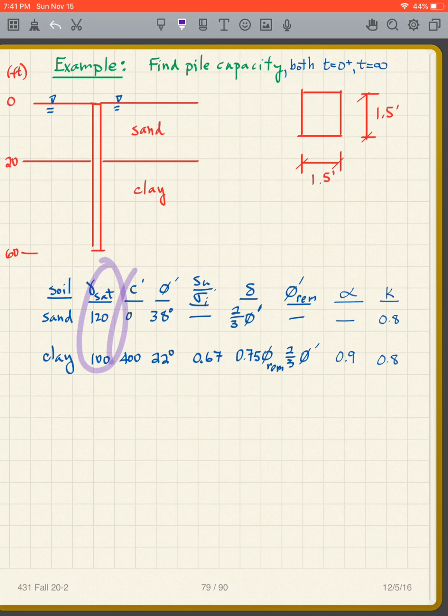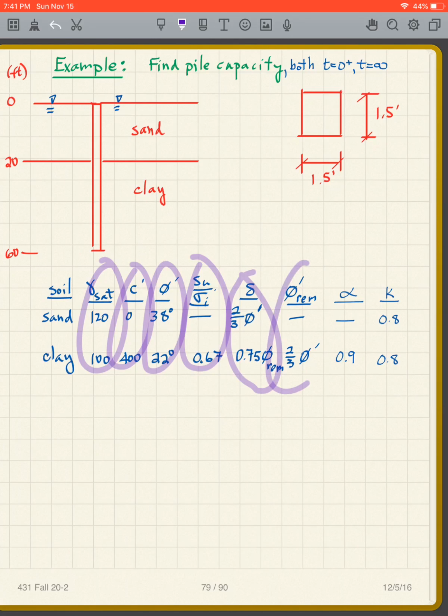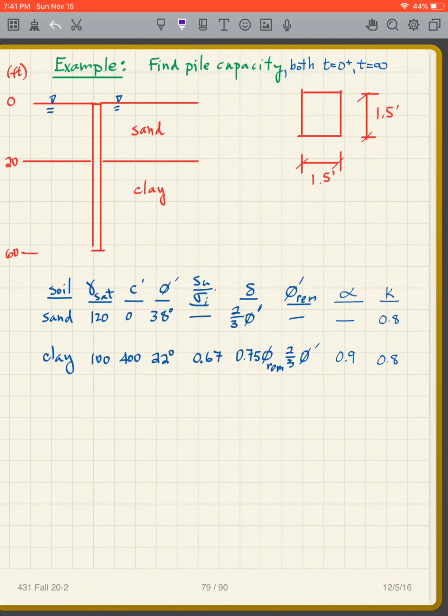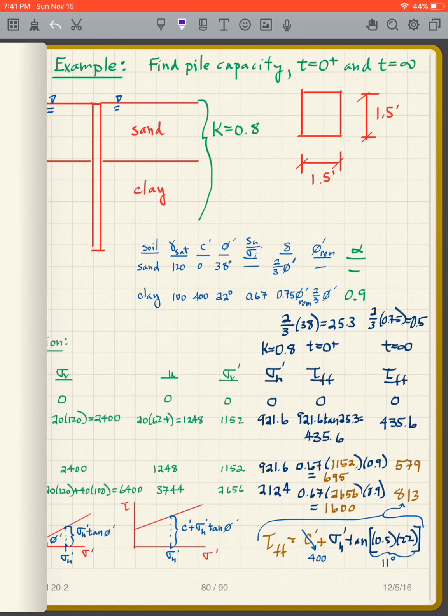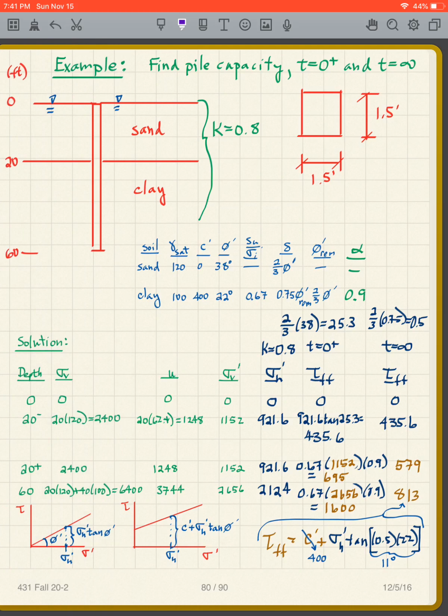So gamma saturated, C prime, Phi prime, SU over sigma prime I. Delta, Phi prime remolded. Alpha, K. Okay, we got all of these factors and properties that we have to use. So how does it come out?